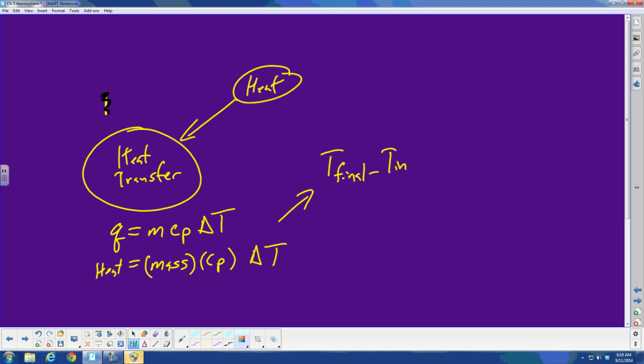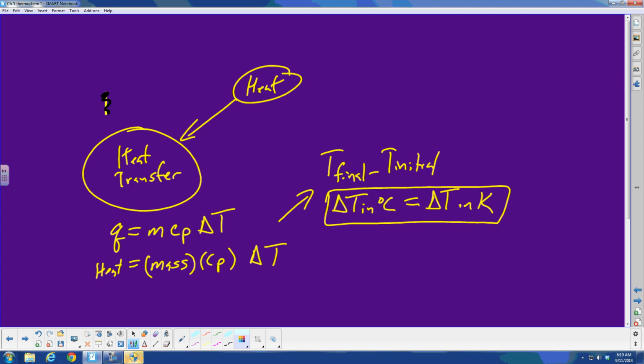minus my T initial. And it's important to understand here that delta T in degrees Celsius is exactly the same thing as delta T in Kelvin, that I don't have to do any converting as long as they are both in the same degree. So if they're both in Celsius, I can leave them both in Celsius. If they're both in Kelvin, I can leave them both in Kelvin, because 1 unit of Celsius is exactly the same as 1 unit in Kelvin. Good.